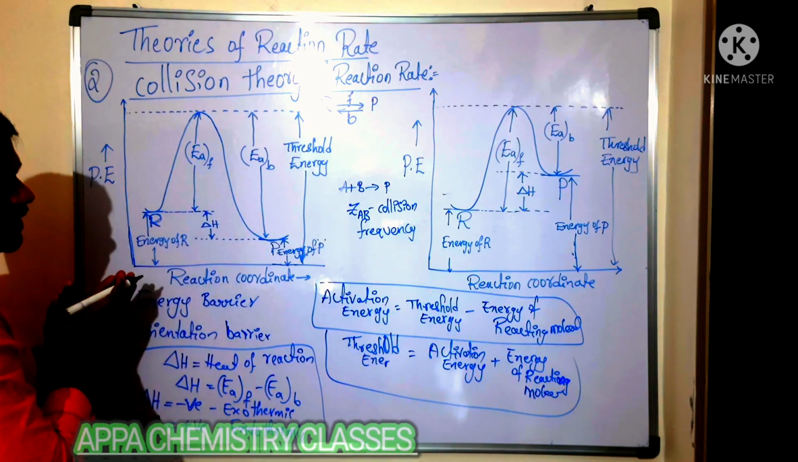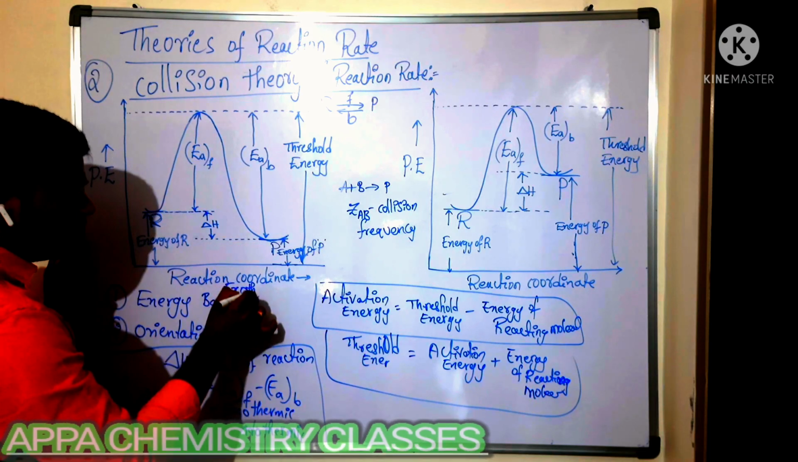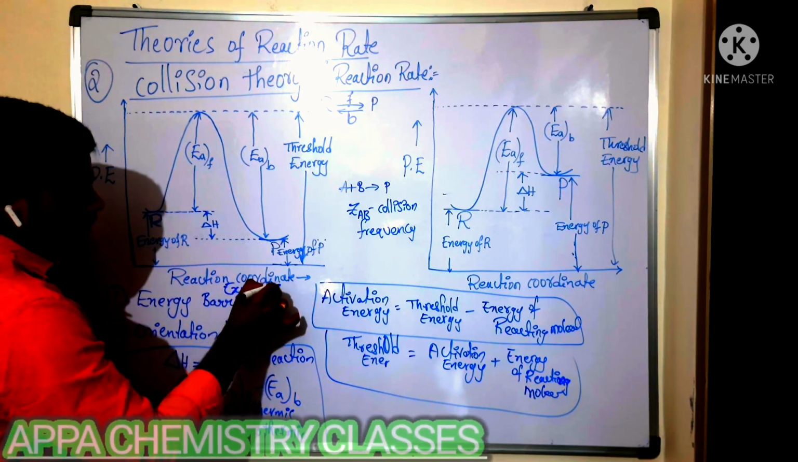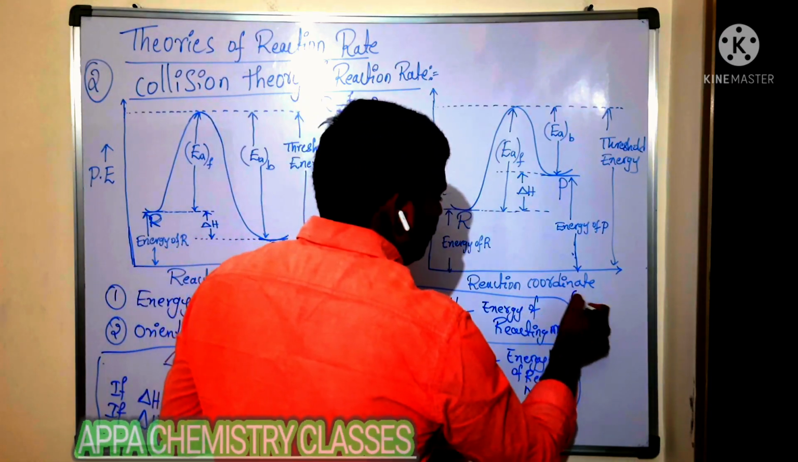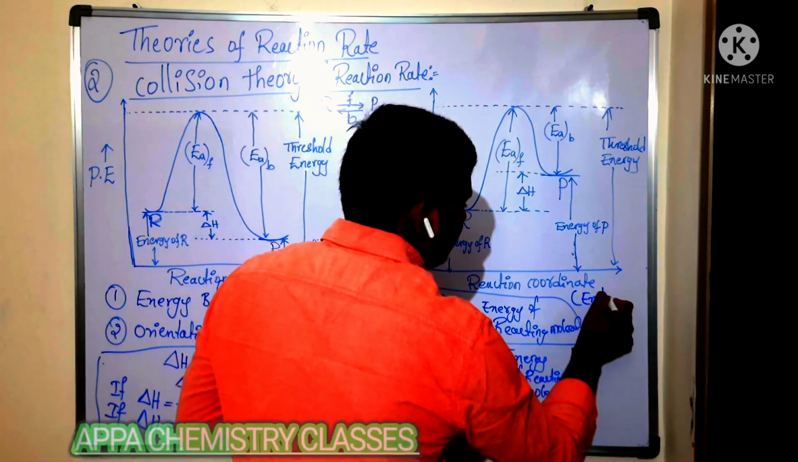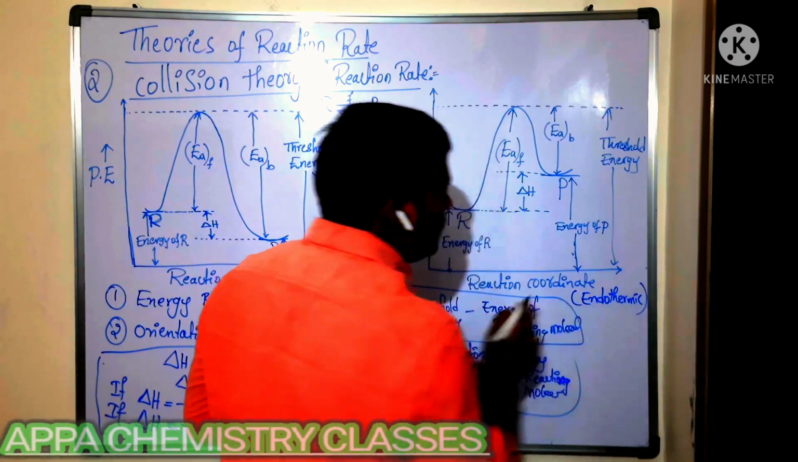So this is what we get in case of exothermic. Exothermic graph. This is an example of the endothermic graph. Endothermic graph. Is that clear?